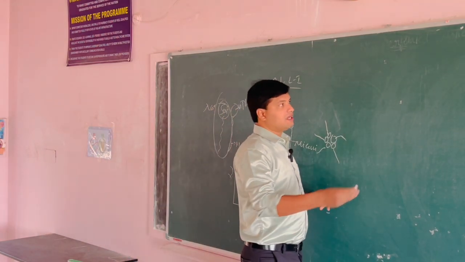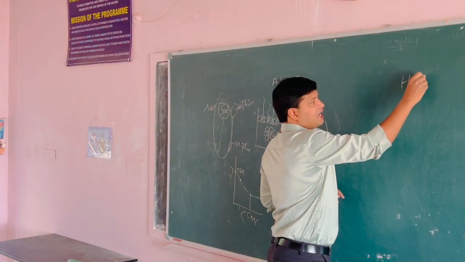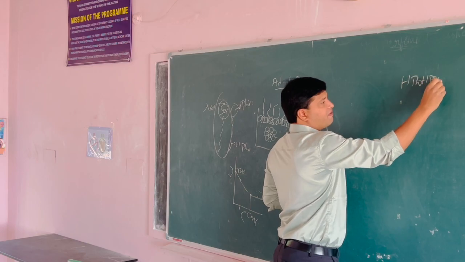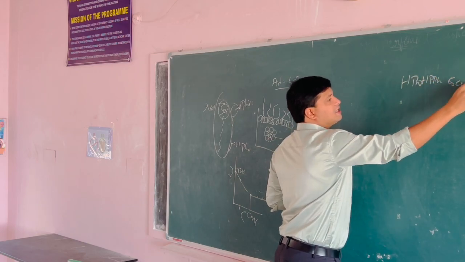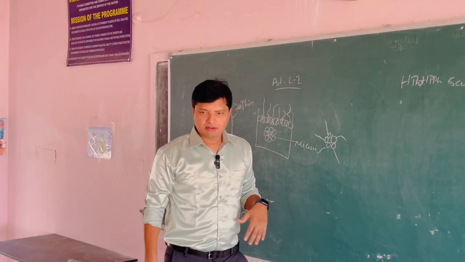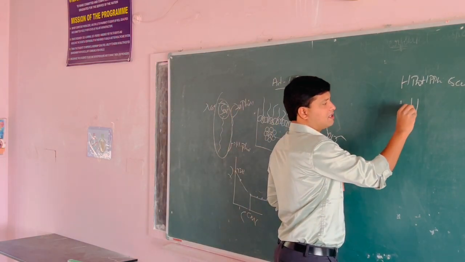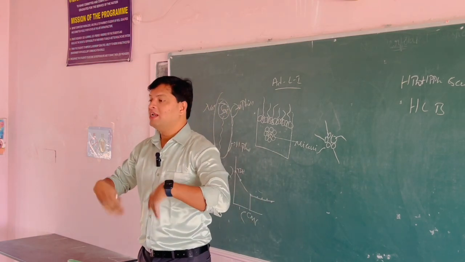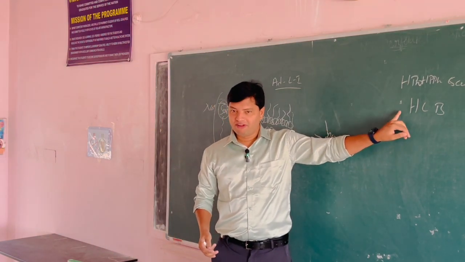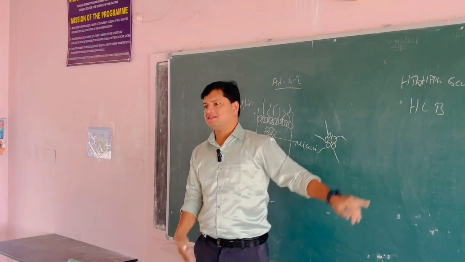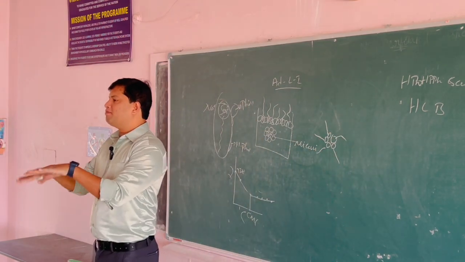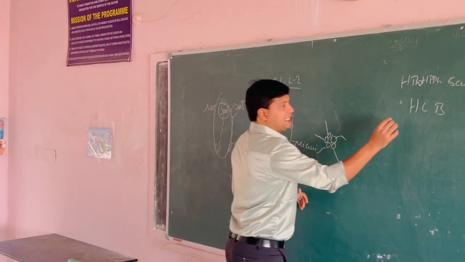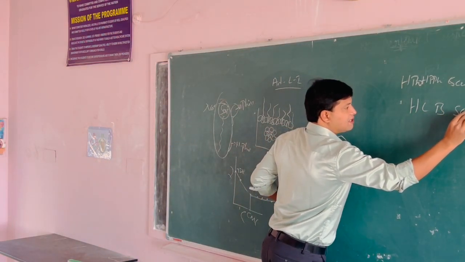Hydrophilic, lipophilic. This is your nomenclature. What scientists named it is hydrophilic, lipophilic balance. You need to balance it. Hydrophilic and lipophilic balance. HLB scale.